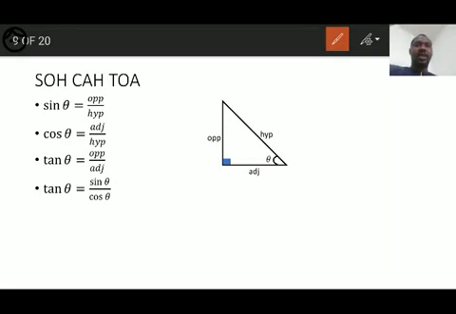Hello. So here we see another triangular rule. This is SOH CAH TOA, okay? And which is what a lot of us here are familiar with. The SOH CAH TOA. First of all, we see a right angle triangle again. SOH CAH TOA is only applied in a right angle triangle.